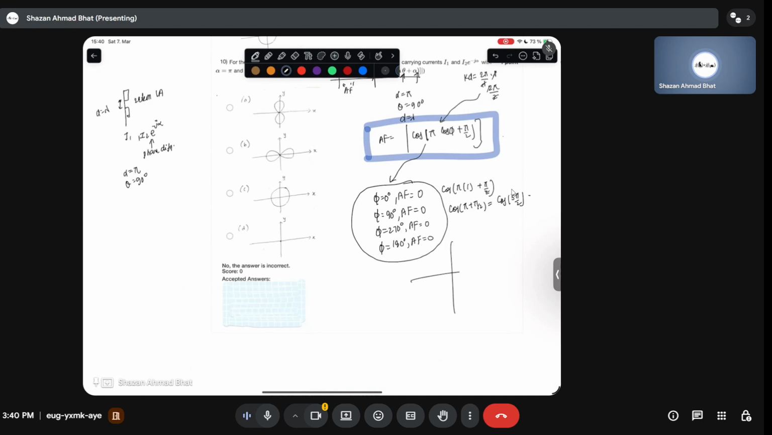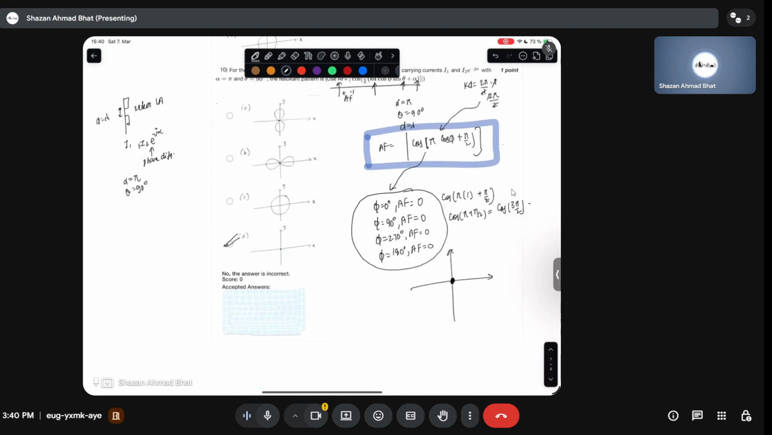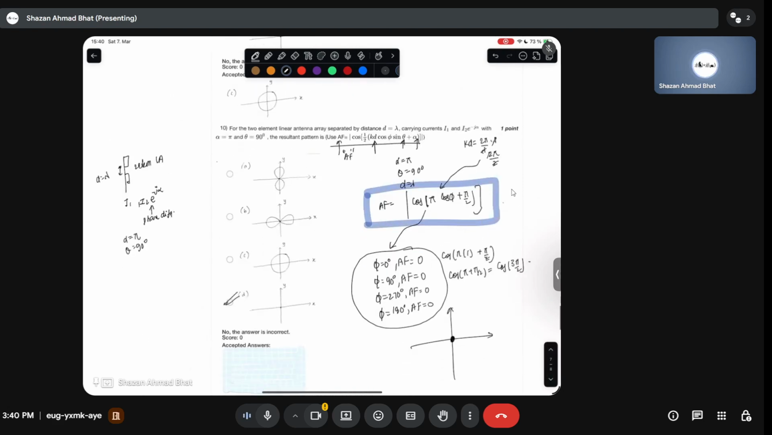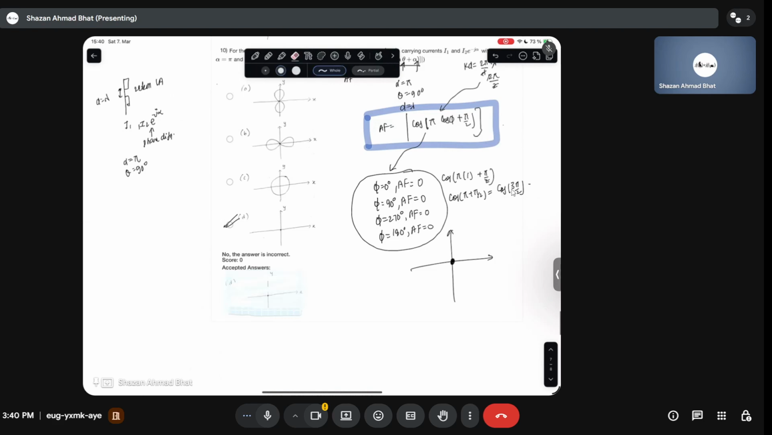So your AF is 0, that means it's at the origin. The array factor is basically at the origin, and this is the answer to this question. So the resultant pattern is sort of localized at the origin. It's basically not, I should say, transmitting in a lobe fashion. Okay, so this is the exact answer to this question.